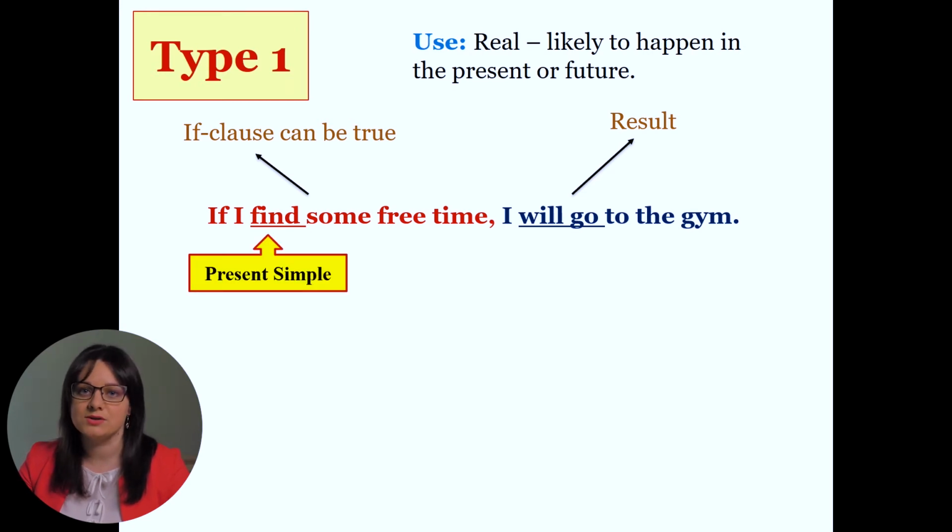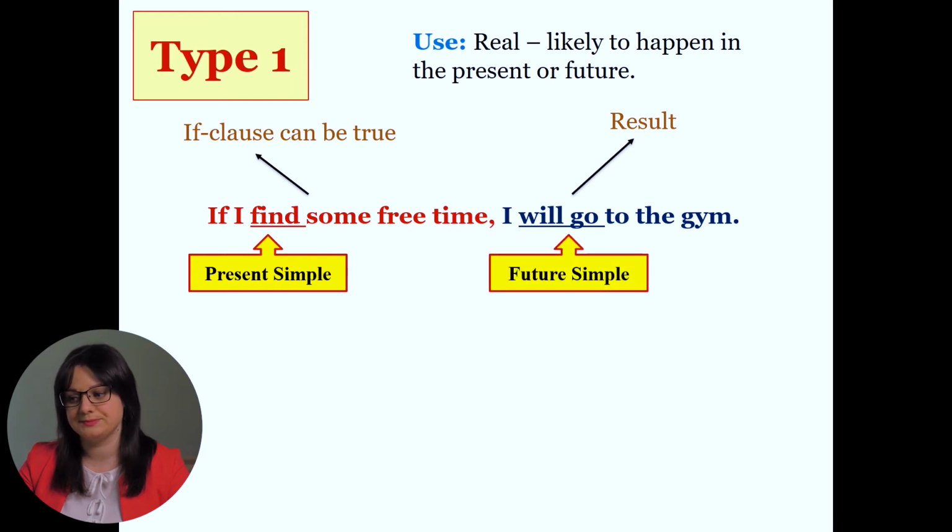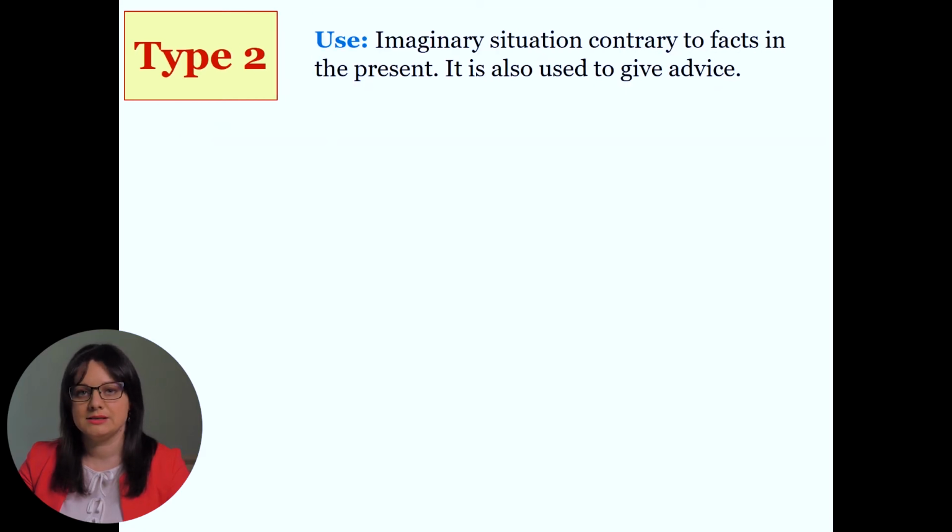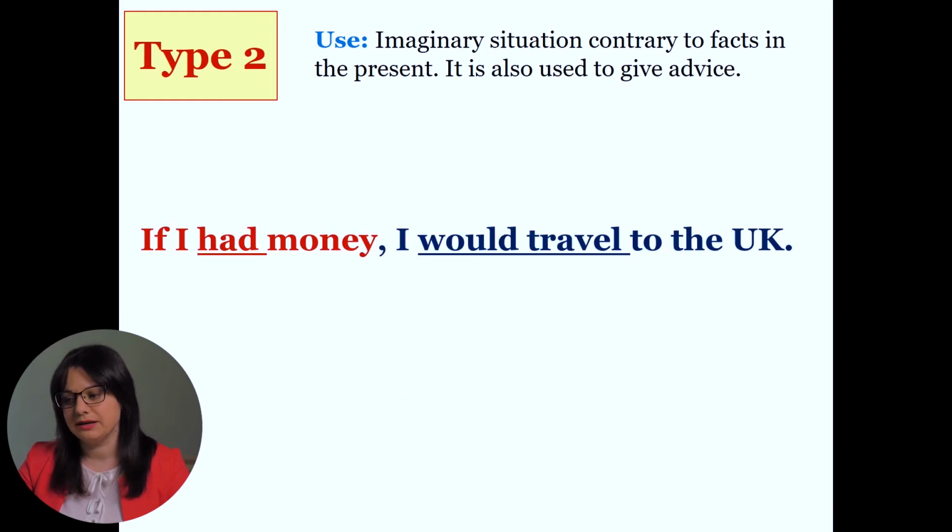In the first clause, we use present simple after if. In the second clause, we use future simple. Type 2. It expresses imaginary situation, contrary to facts in the present. It is also used to give advice. Let's have a look at the example. If I had money, I would travel to the UK.